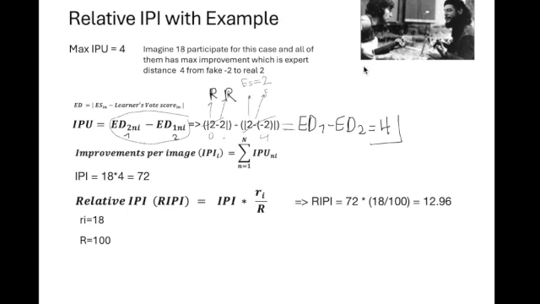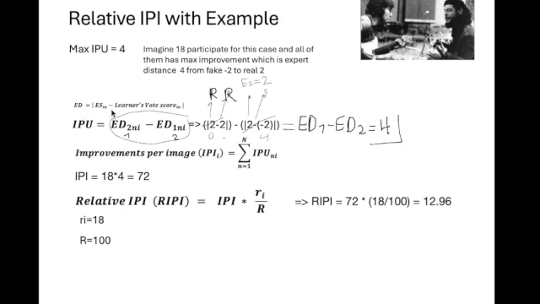For example, I just picked three images. Imagine that we have 100 participants, and for each image we have a different number of votes, and for these cases we imagine that for all participants we have the maximum improvement, which is 4.